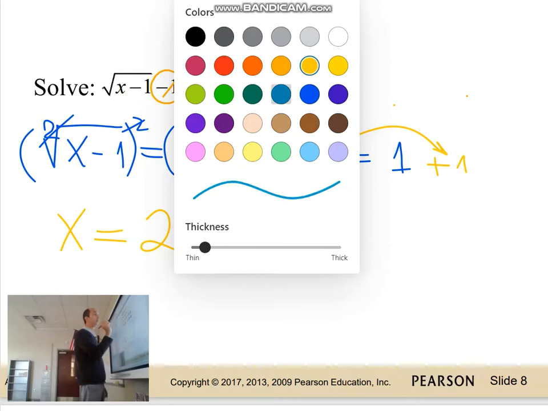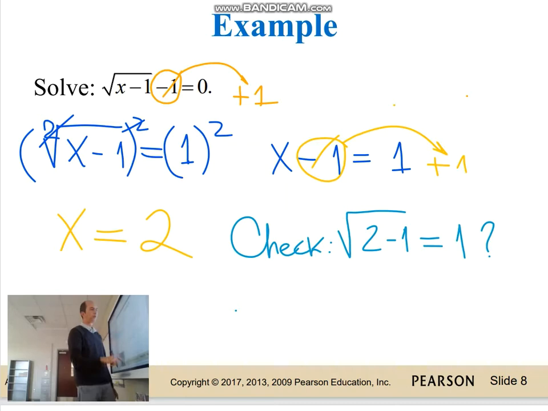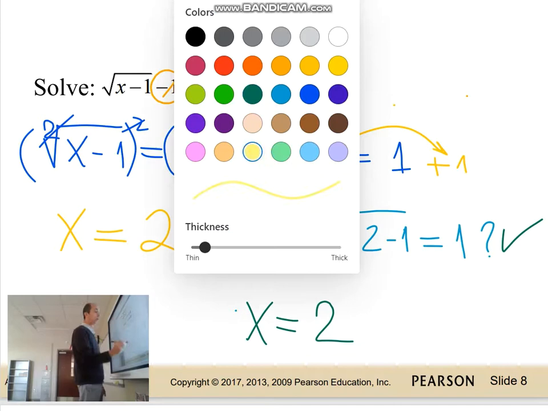check your solution. Plug the number that you just found, 2, into the original equation, 2 minus 1, and check if it is equal to 1. 2 minus 1 is 1, the square root of 1 is 1, yes. That means confirmed, x equals 2 is the solution that we are looking for. It solves the original equation.